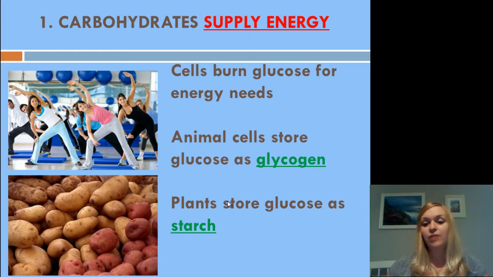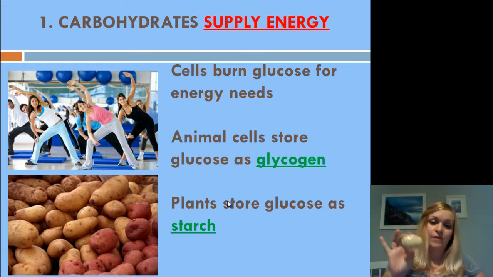We can take that glycogen supply, it converts back into glucose, and we can use it for energy in our cells. Plants also store glucose, but they store it as starch. So things like potatoes have starch in them. They're very starchy foods.